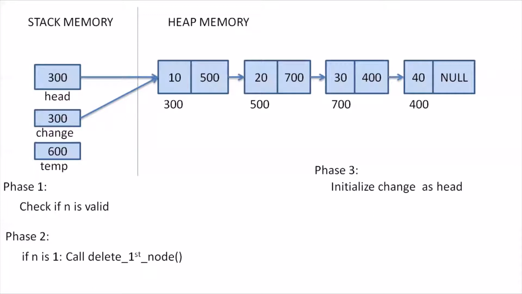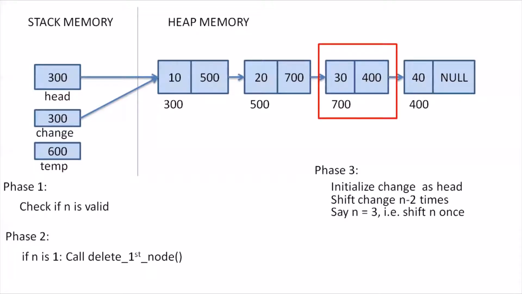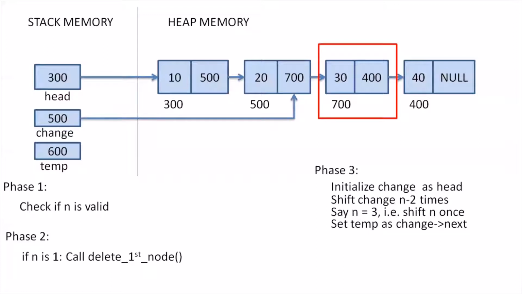Next, we shift change n minus 2 times. Say if n is equal to 3, that means n minus 2 will be equal to 1. So for n equal to 3, we have to shift change only once. For example, say we want to delete the node at address 700. This is the third node of the linked list. For this, we have to set the change pointer on the node right before the node having value 30. So for that, we have to shift change only once.